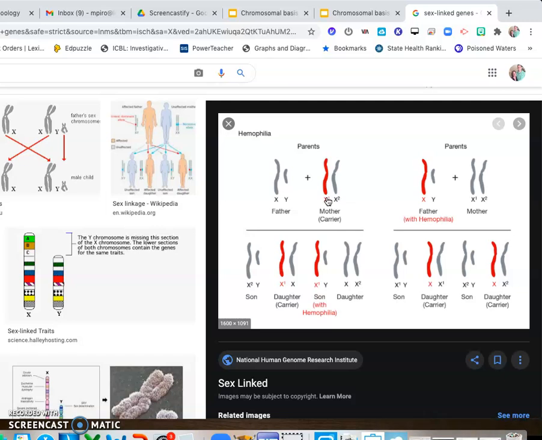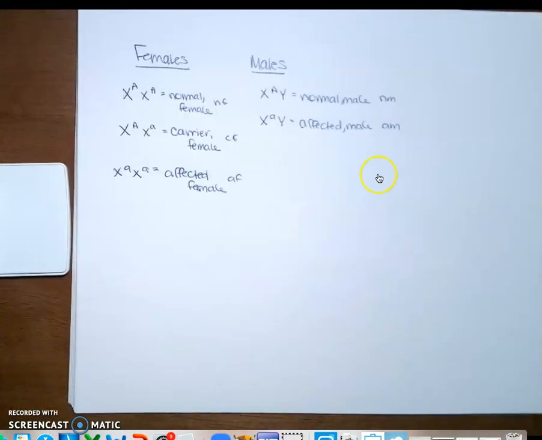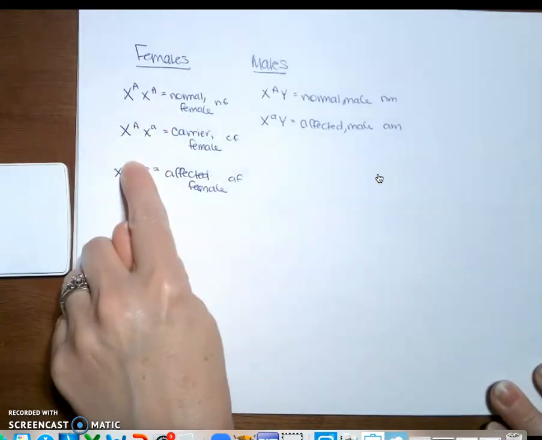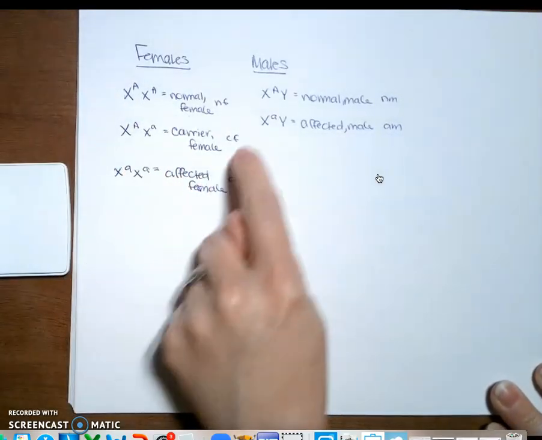All right, I can give the genotypes and phenotypes. I've already written these because I already videotaped this one a minute ago. Genotypes and phenotypes of females and males in regards to recessive sex-linked disorders. All right, so this is the genotypes over here, phenotypes, genotype, phenotype.